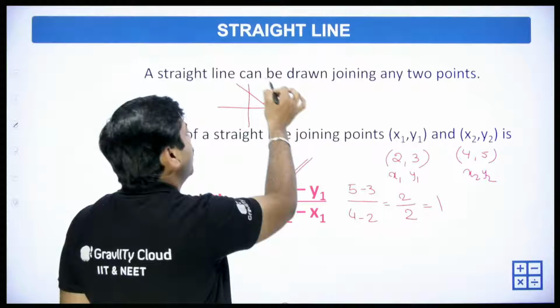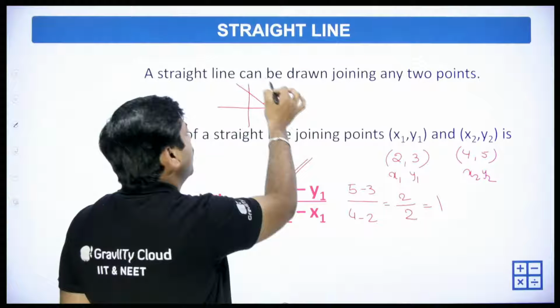This line through (2, 3) and (4, 5) has slope 1. If some other line has the same slope, again 1, we can say those 2 lines are parallel. So to check whether lines are parallel, it is enough to find the slope of the lines, right? Next one. Find the slope of the line passing through the points (4, minus 8) and (5, minus 2).